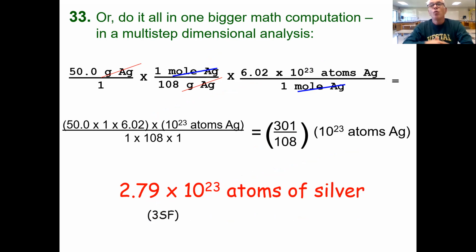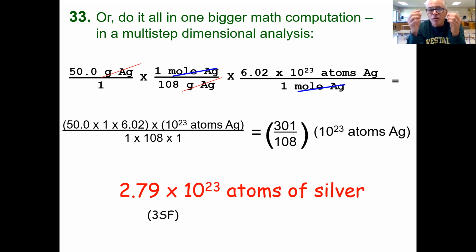And look, one last slide. If you're really smart, you can check this out. I don't like to do it this way. I like to do it in steps. But if you're really smart, and some of you really are smart, we can start with 50 grams of silver. We can first convert it into moles, and then without putting an equal sign, we can just keep going, and then we can convert moles into atoms, and we do one giant math problem, and of course we get the same answer. Now, honestly, in other classes, they do it this way. This is one big dimensional analysis problem.